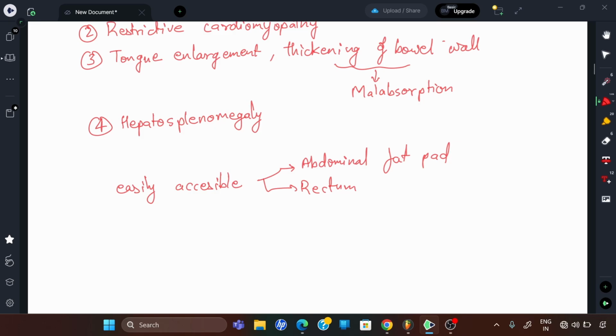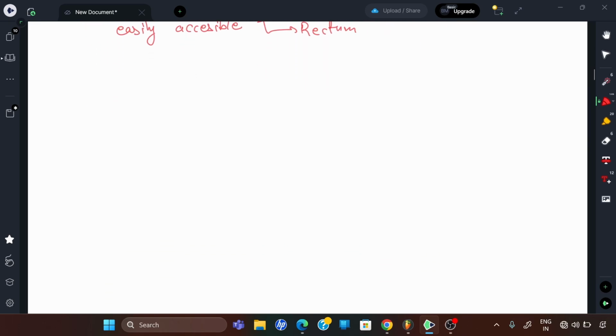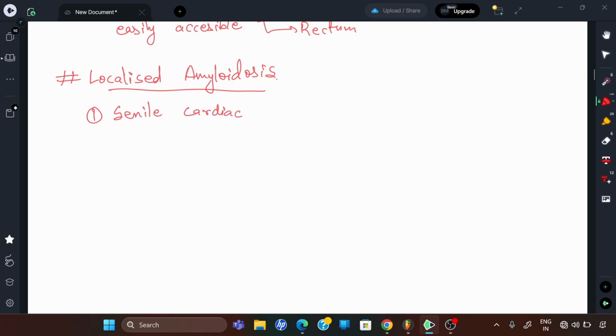Now we will be moving to the second part of our discussion, and that is localized amyloidosis. So this was all about systemic amyloidosis. Now we will be moving to localized amyloidosis. In case of localized amyloidosis, as the name is indicative, we will see that deposition is restricted to a single organ or tissue, right? Now we will be discussing multiple examples of localized amyloidosis, wherein the first one is senile cardiac amyloidosis.